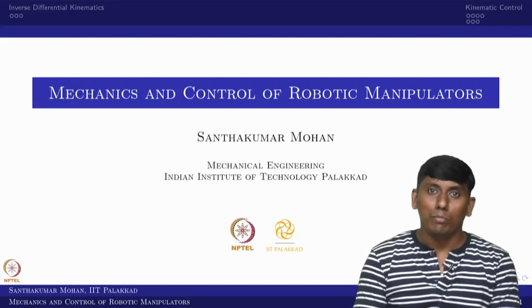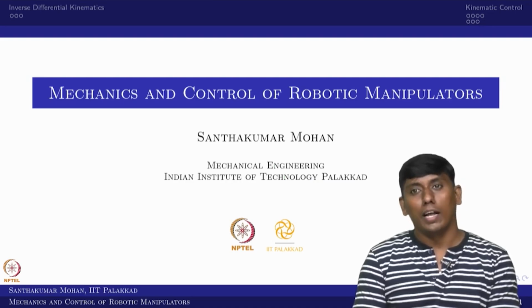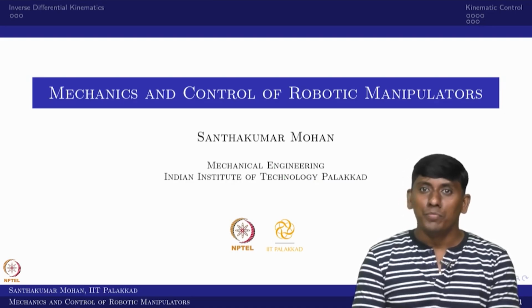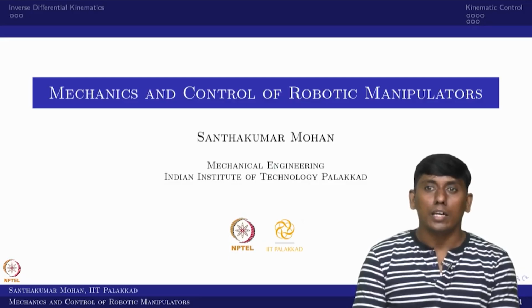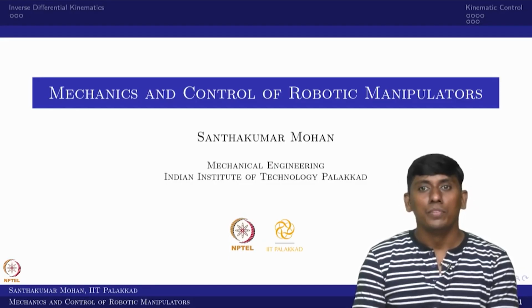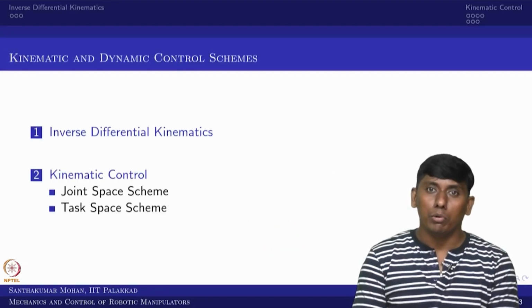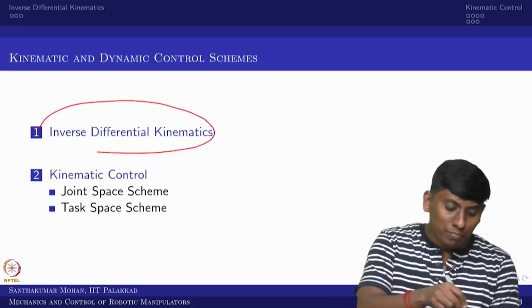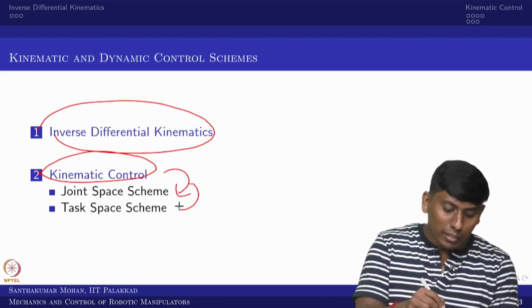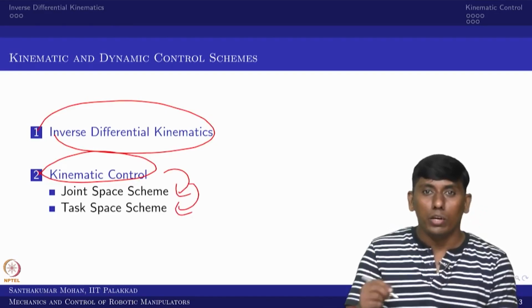Hi, welcome back to Mechanics and Control of Robotic Manipulator. Last class we gave an introduction to motion control and its types. In this class we start with kinematic control, one of the types we saw in the last lecture. Here we start with inverse differential kinematics, then we will talk about kinematic control. Even this kinematic control can be done in either joint space or task space.